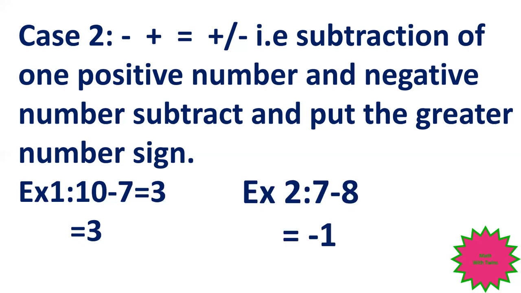Let's check out another example. That is example 2. 7 minus 8. Here 7 is positive and 8 is negative. We need to subtract 8 and 7, which will give us 1. And our answer should be negative 1, because 8 is the greater number and it has a negative sign, which implies the answer is negative 1.